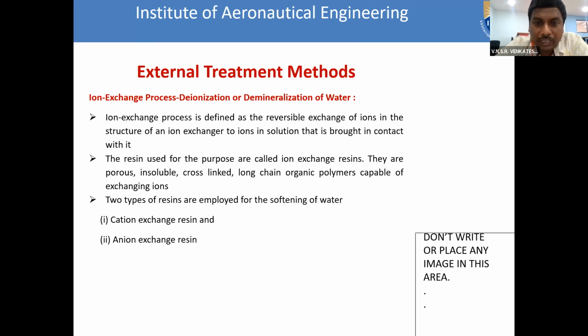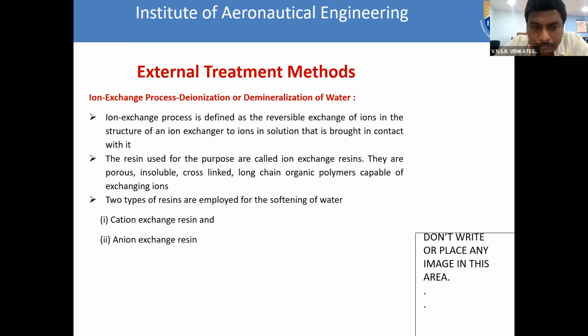First of all, the nature of this resin is mainly porous, insoluble, cross-linked, long chain organic polymers. The main important property is that it is capable of exchanging ions. So this is about the nature of the resin.